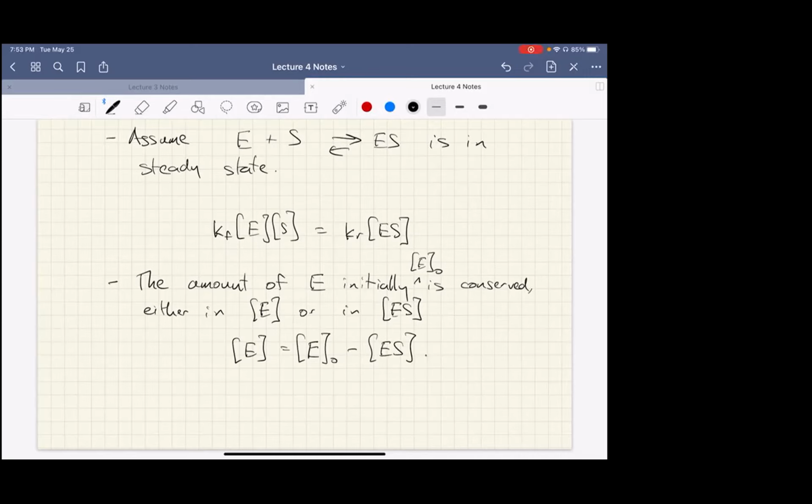So with those simplifications, I can start up here, and I can say Kf times E0 minus ES times the concentration of S is equal to Kr times the product ES. So basically what I did is I took this guy and substituted him in here.